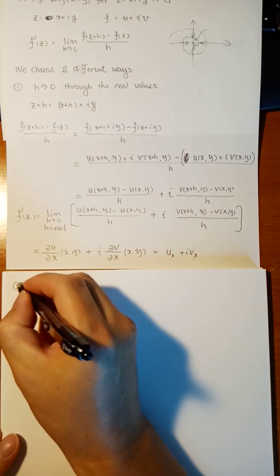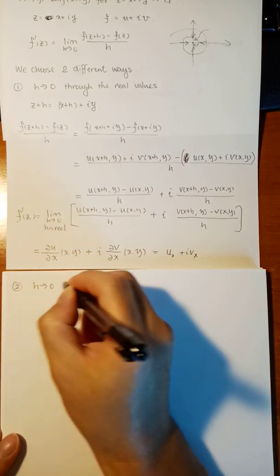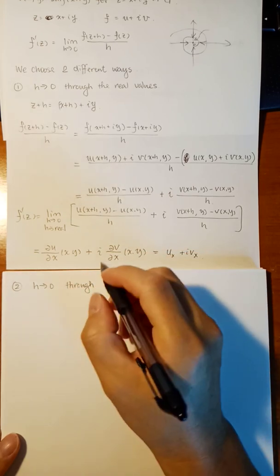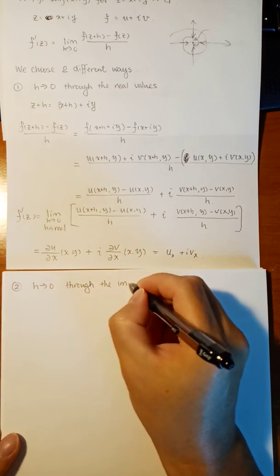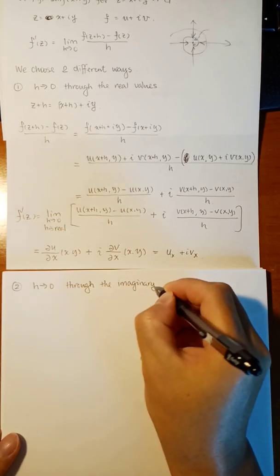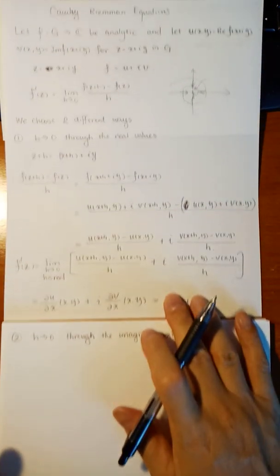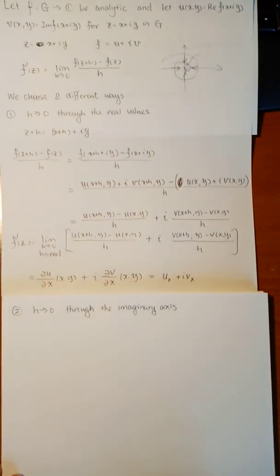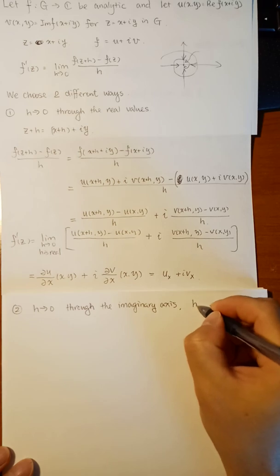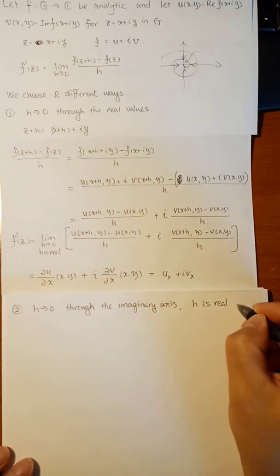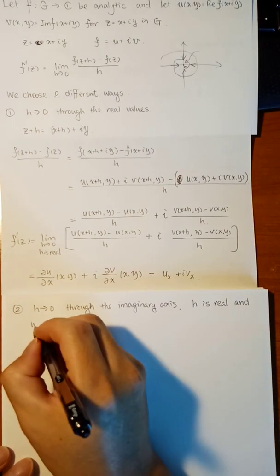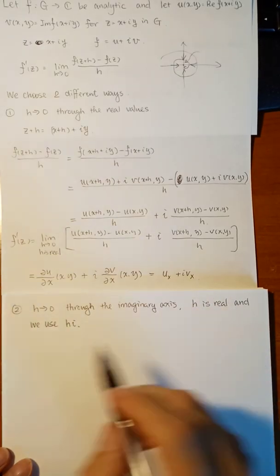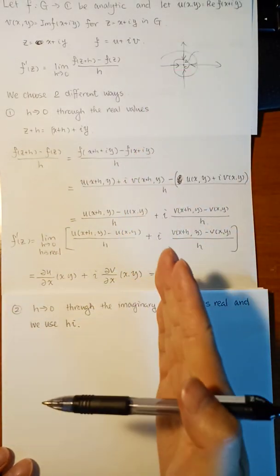Now let's see the second way. So h approaches 0 through the imaginary axis. Vertically. This way, vertically. So how do we make sure it is vertical? We take h real, and we use hi. h is a real number, but h times i becomes a pure imaginary number, right?